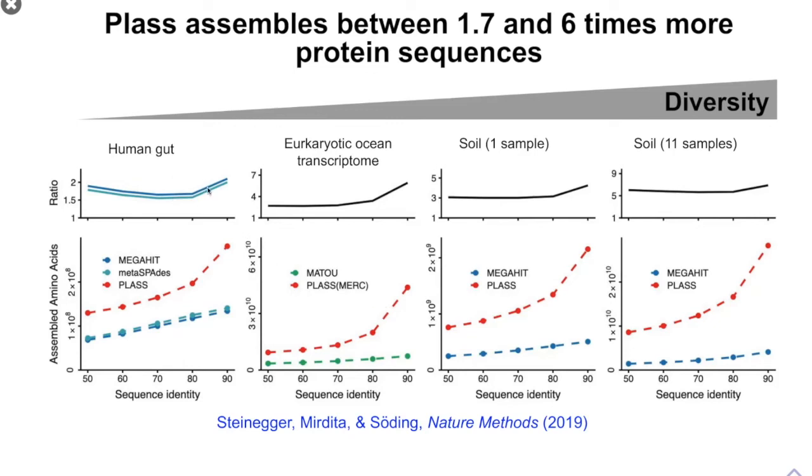For human gut, the ratio is somewhere between 1 and 2. But for really diverse sets like soil, or multiple soil sets, the ratio can be much better. So you can get way more protein sequences out of these environments and use more of your sequence information.